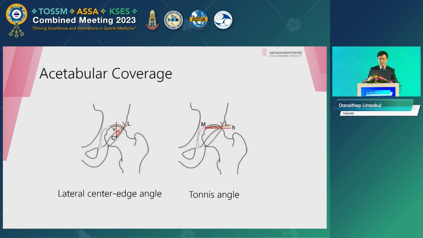The other is the Tönnis angle. It's an angle formed by a horizontal line, H in the picture, and a line through the medial and the lateral edge of the acetabular roof. An angle of more than 10 degrees is suggestive of dysplasia.